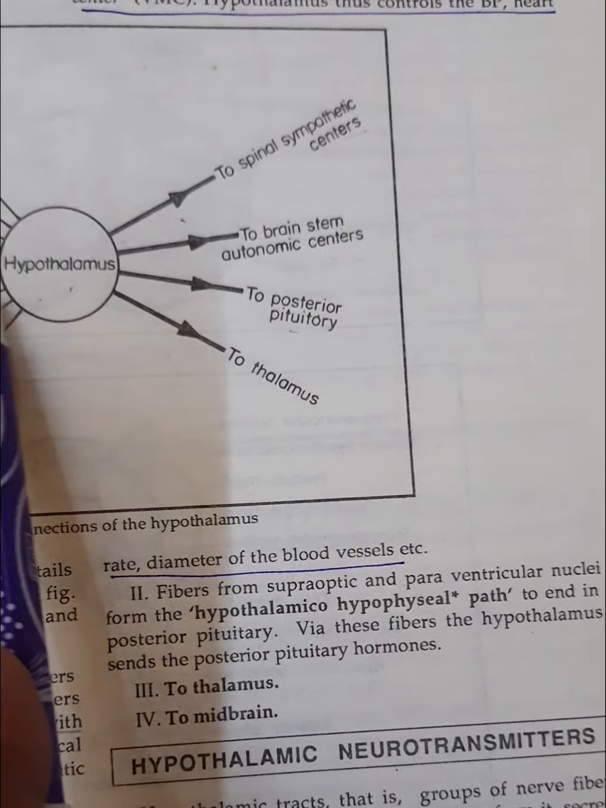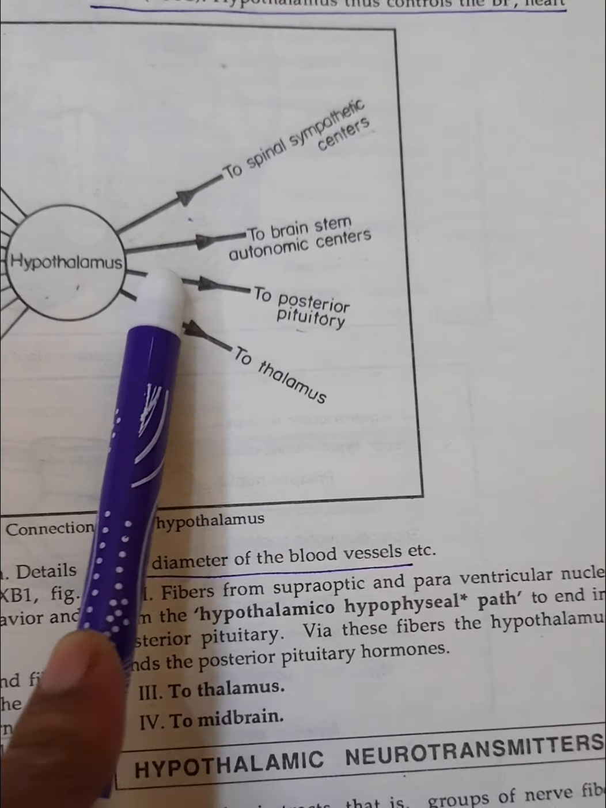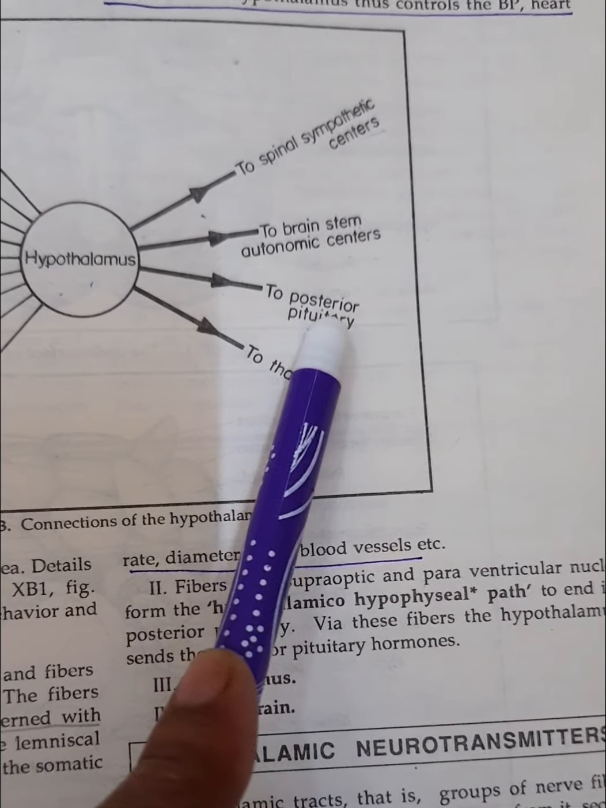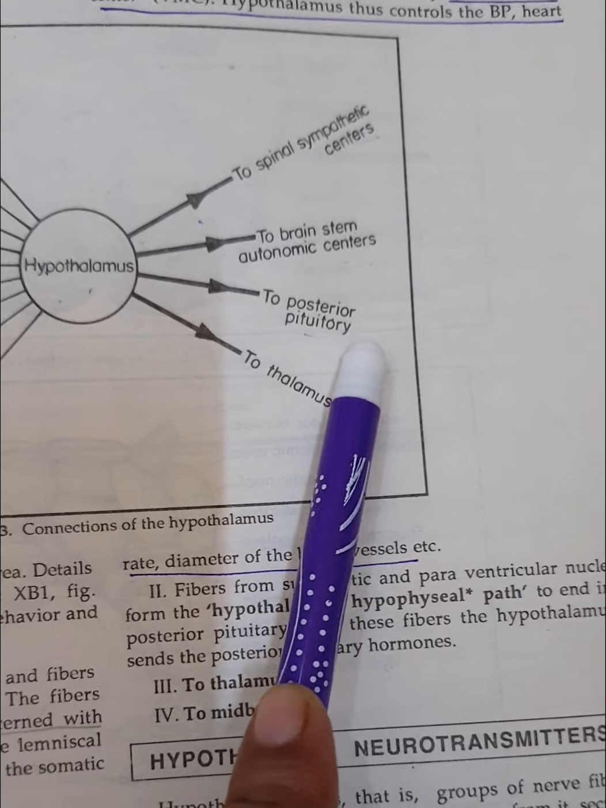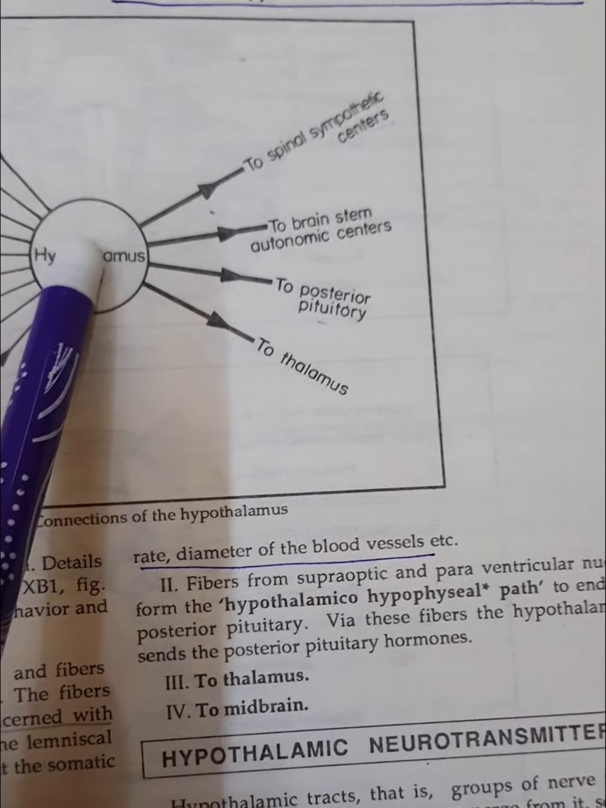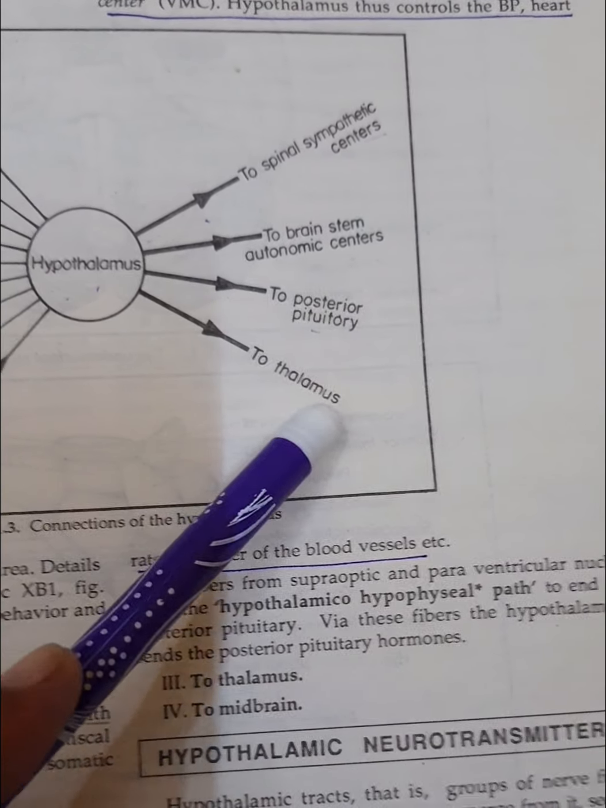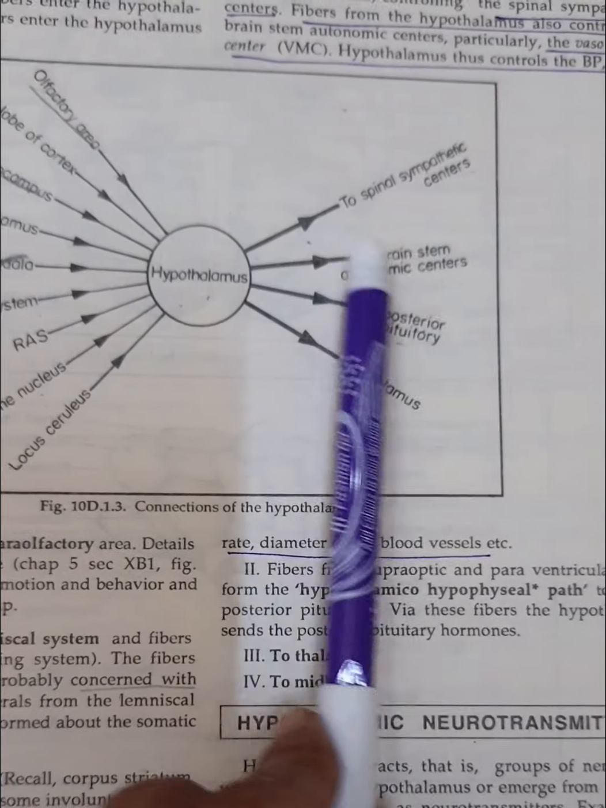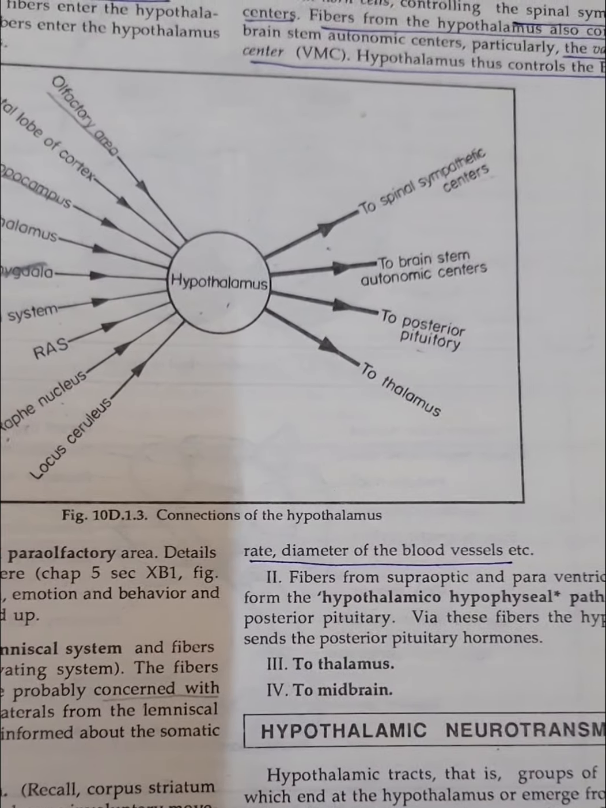Hypothalamus also gives efferent information to the posterior pituitary to release the antidiuretic hormone and oxytocin. Hypothalamus also gives information to the thalamus. So these are the afferent connections and these are the efferent connections of the hypothalamus.